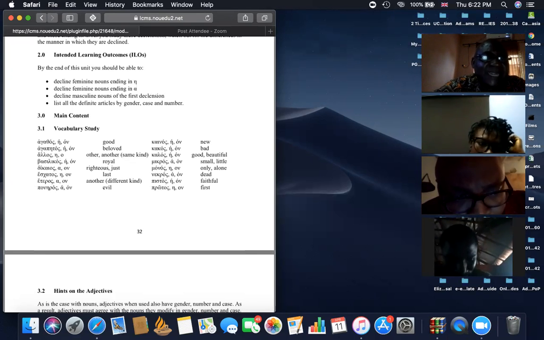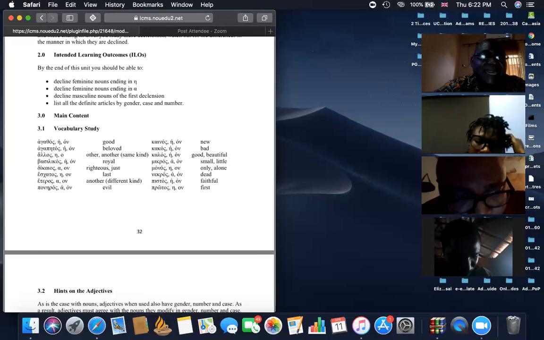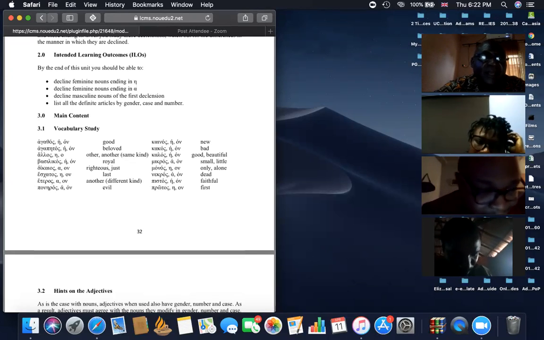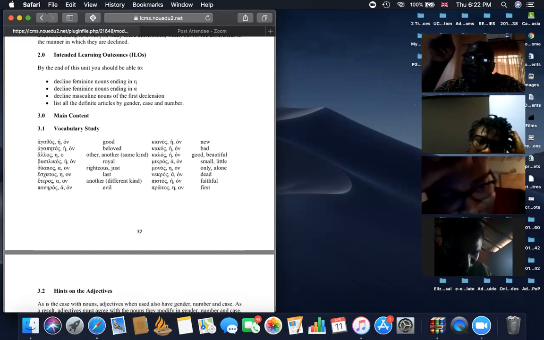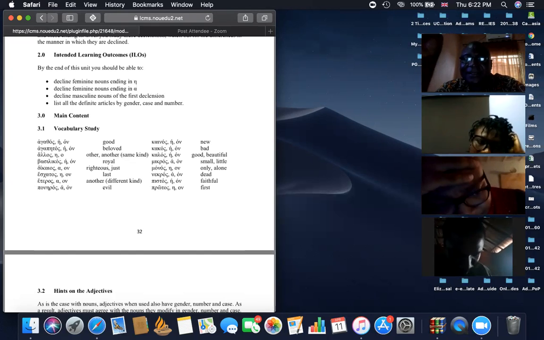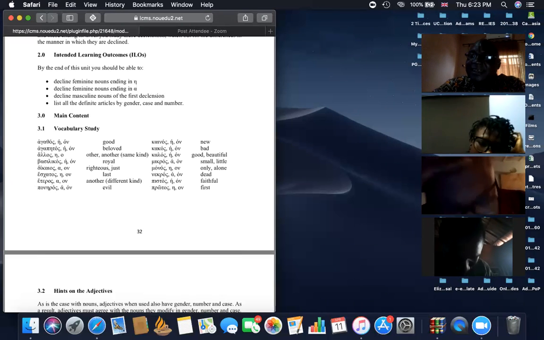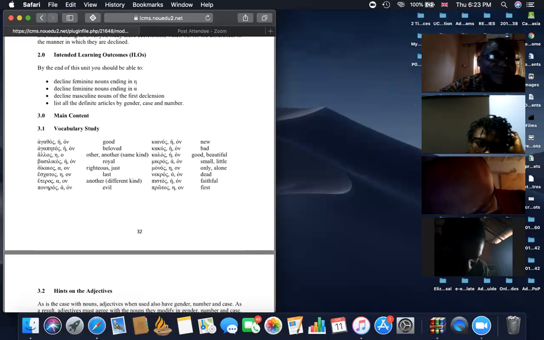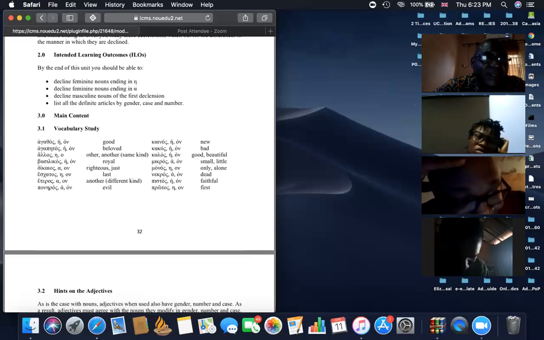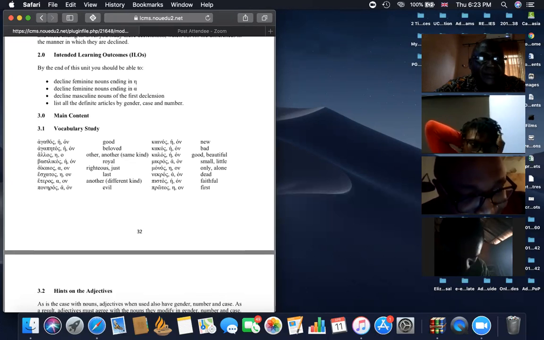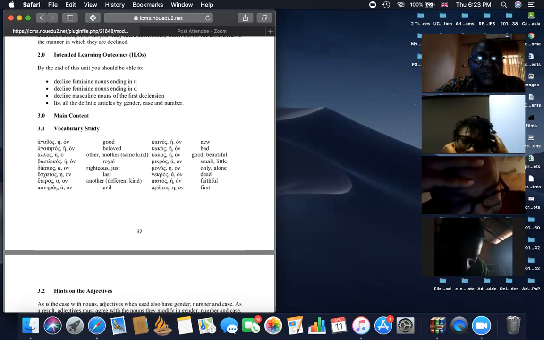Then the next word is basilikos, basilike, basilikon. Remember that we did a noun some time ago, basileia, meaning what? Kingdom. So basilikos, basilike, basilikon is an adjective meaning royal. Remember, it is a king that rules a kingdom. The next one is dikaios, dikaia, dikaion. And the meaning is righteous or just.